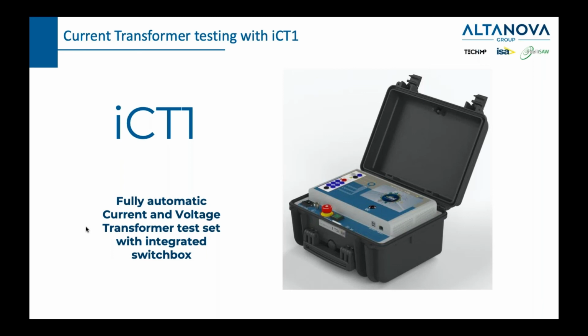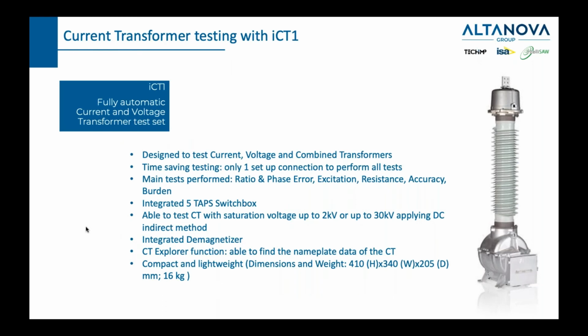And iCT1 is a fully automatic current and voltage transformer test set with integrated switch box. That's something you can already see on this picture, but before we explain what this device is made of, let us say that this device is designed to test current, voltage, and combined transformers. Time-saving testing means that with the integrated switch box, you can set up only once, connect all the outputs of the secondary side, and do a test all at once.